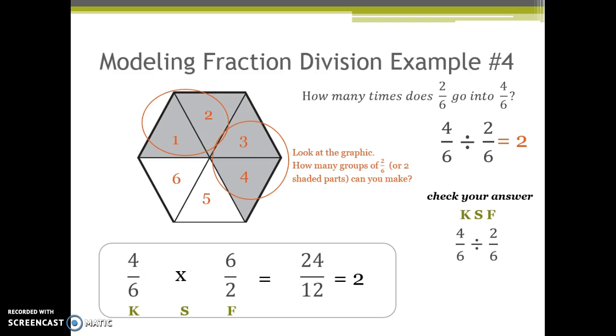I strongly, strongly encourage you to do this check step. This is the best way to know that your answer is right. This is one of those things in math where you know you're going to get the answer right because you've done the check step and everything matches up.